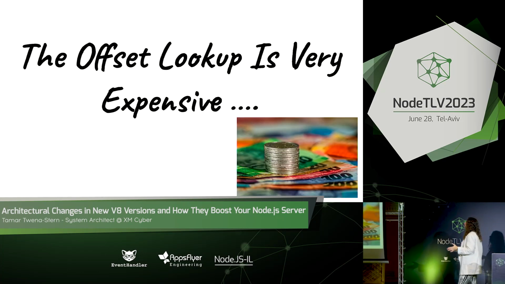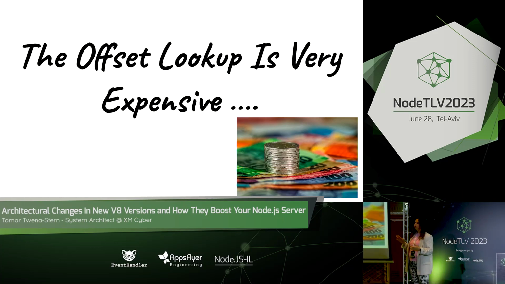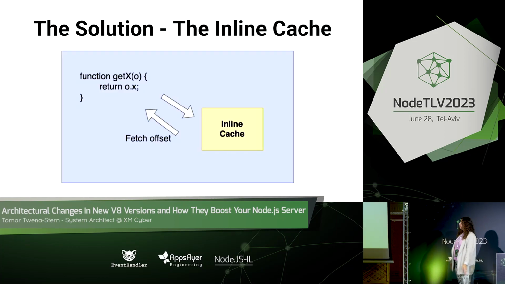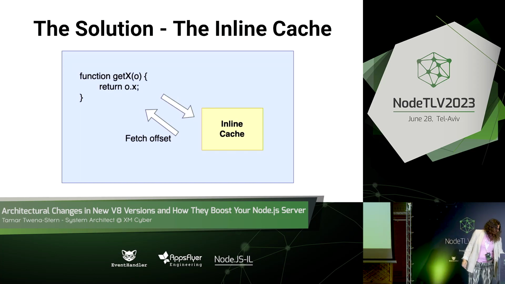That lookup of shapes, that lookup of the offset, was very expensive because every time we need to see what the offset is and fetch it, and that lookup has harmed the performance very much. So there is a solution for that: inline caching, the inline cache. The inline cache is a cache for a function. You see that getX receives X, and when we're doing O.X, when we're fetching X, we're fetching the object from the inline caching. So this is what we're doing.